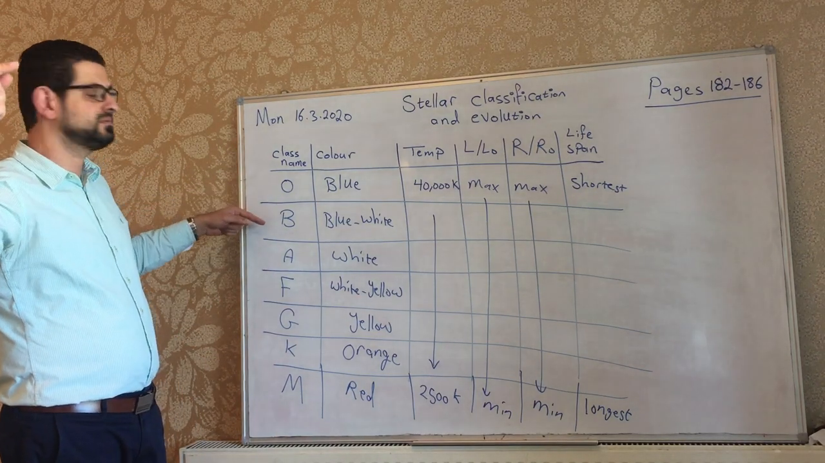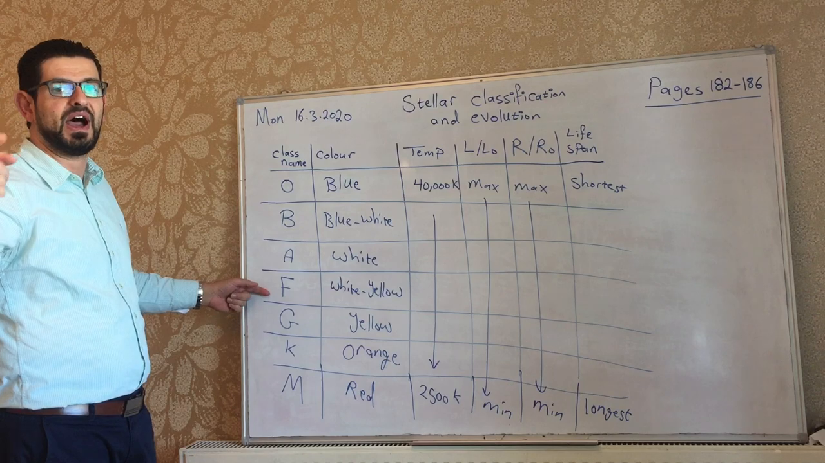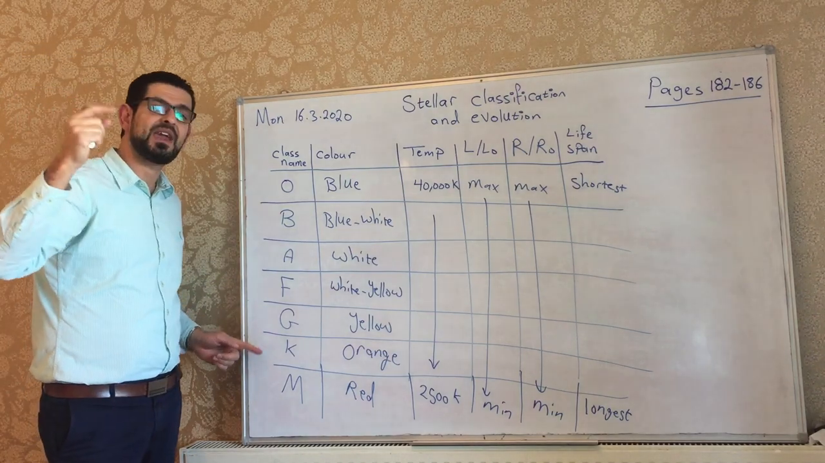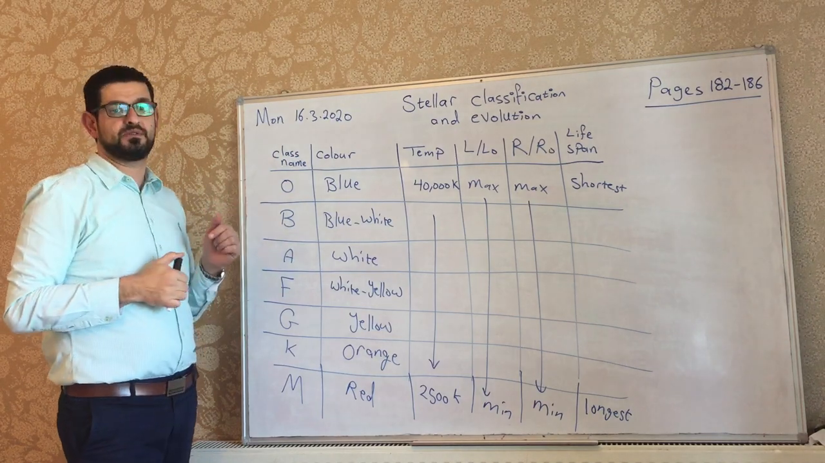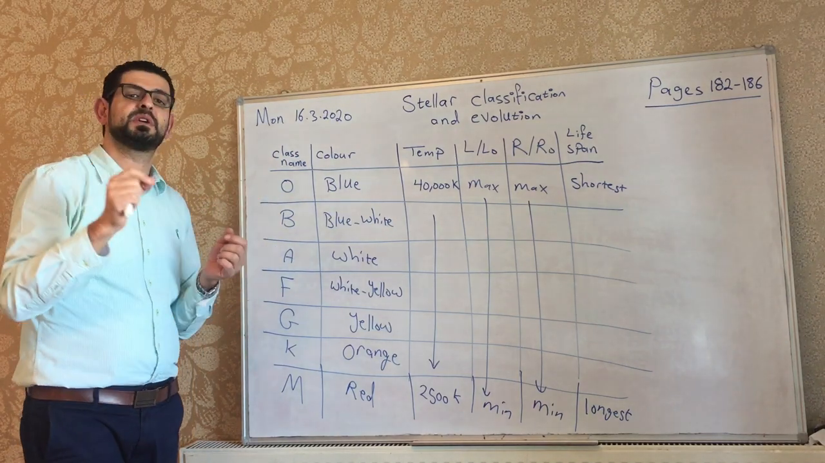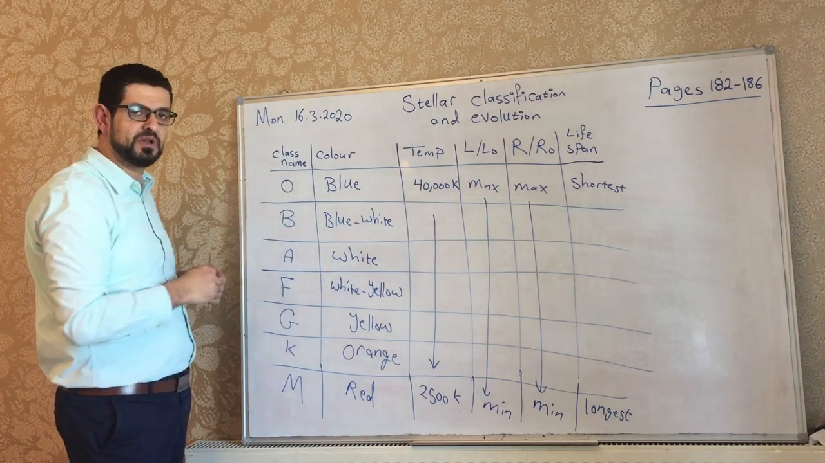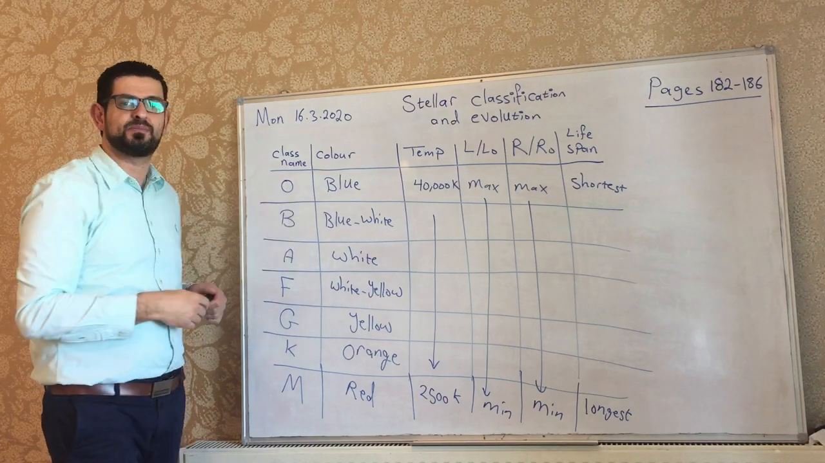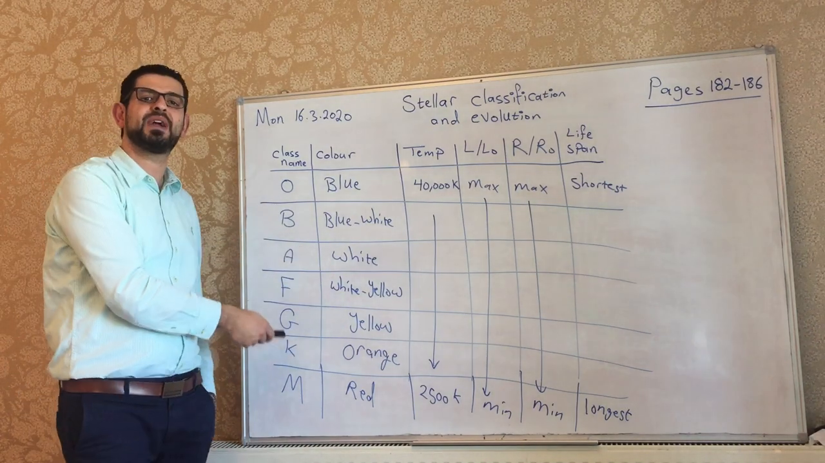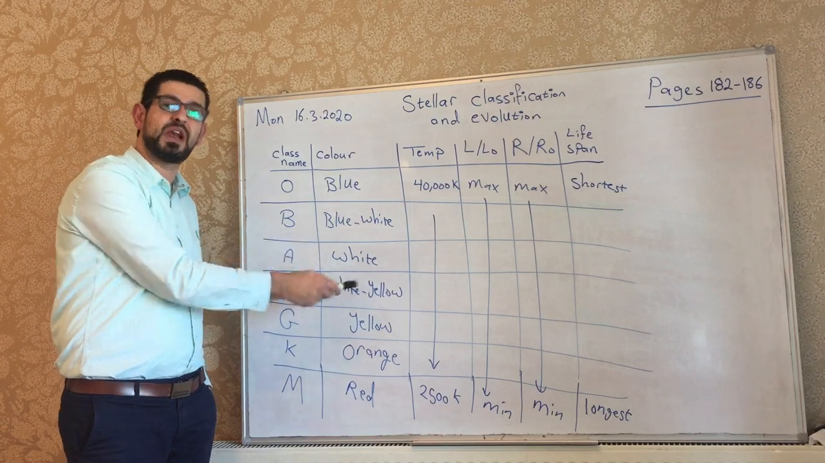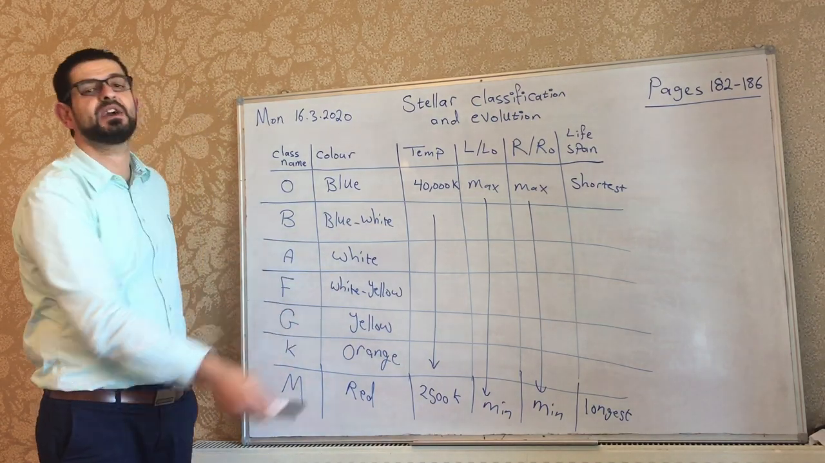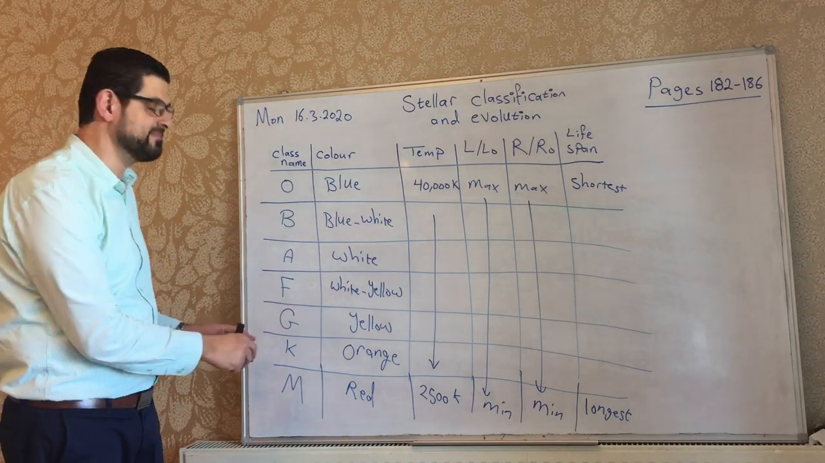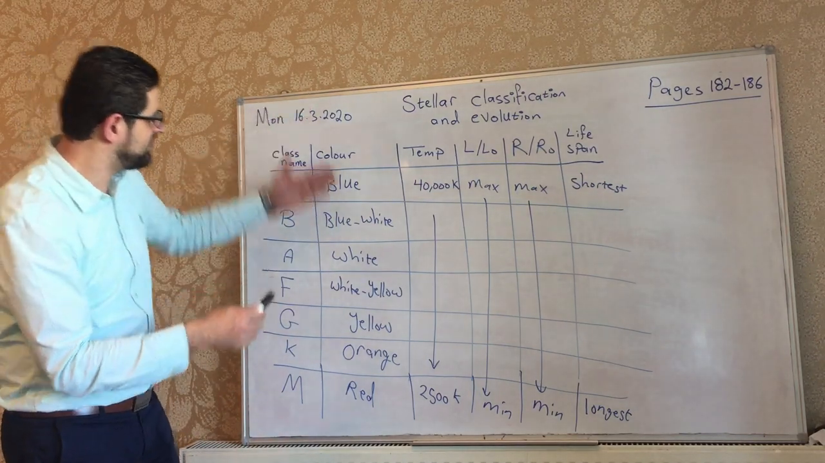The other classes, you need to know them in order. We have O, B, A, F, G, K, and M. The color for each class must be memorized. O is blue, B is blue-white, A is white, F is yellow-white, or white-yellow, no problem. G is yellow, and K is orange, and finally, M is red. You need to know the order of them.